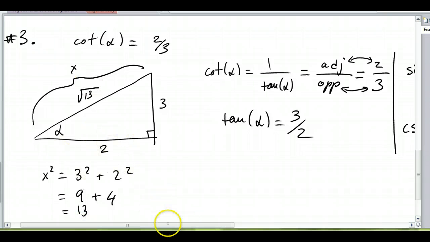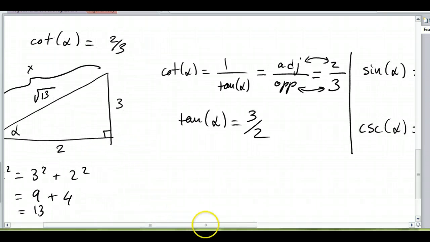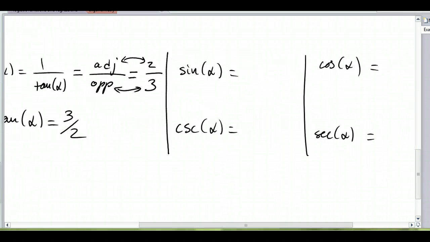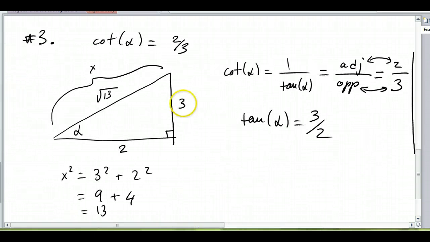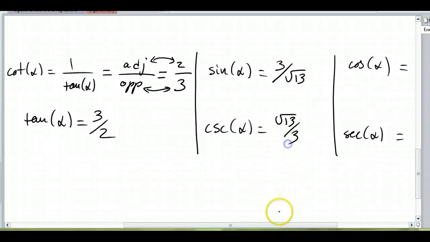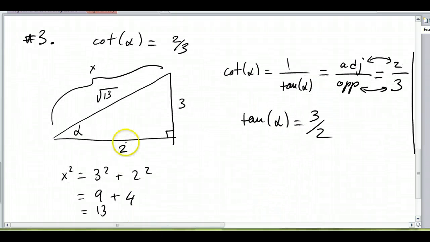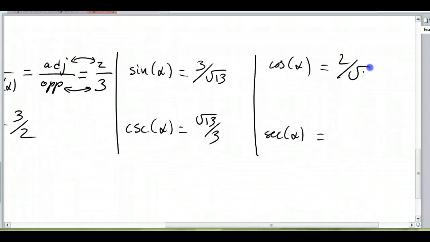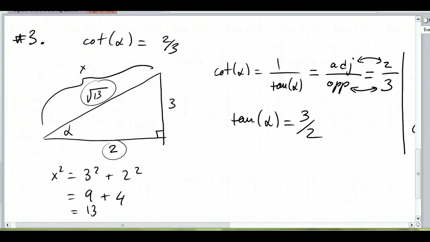I hope you can do this pretty quickly before the end of this week. Okay, so sine is opposite over hypotenuse, 3 over root 13, and so the cosecant is root 13 over 3. And the cosine is the adjacent over the hypotenuse, 2 over root 13, and so the secant is root 13 over 2. Okay, all right, we will not have the credit, and I will stop right here.